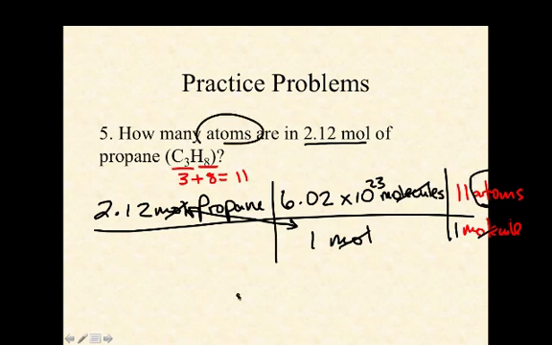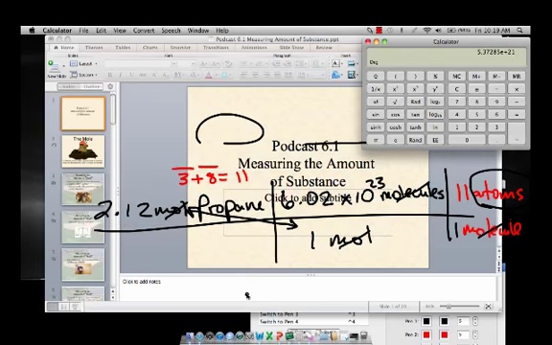How many atoms? So now we're going to get the calculator and we're going to do the same thing. Multiply across the top and divide by what's on the bottom. So I take 2.12 times 6.02 E23 times 11 atoms per molecule, and then that's it. I get 1.403864 times 10 to the 25. And of course I can't keep all of those numbers. That's my calculator vomit. So we're going to only keep 3 sig figs, 1.40.